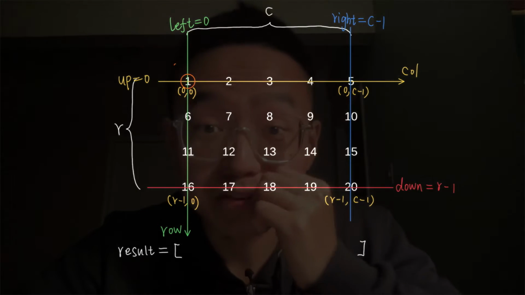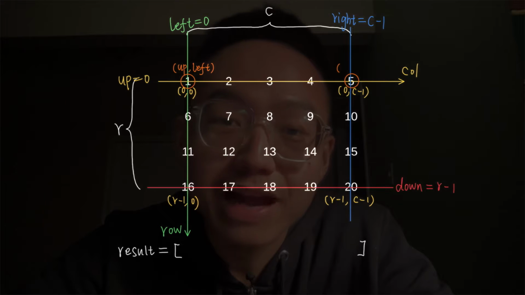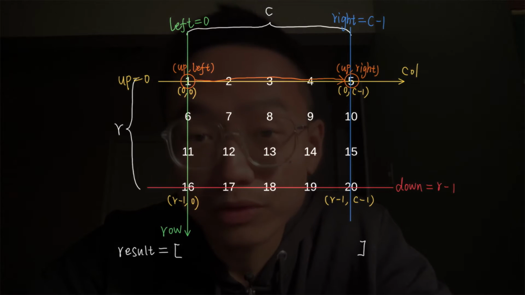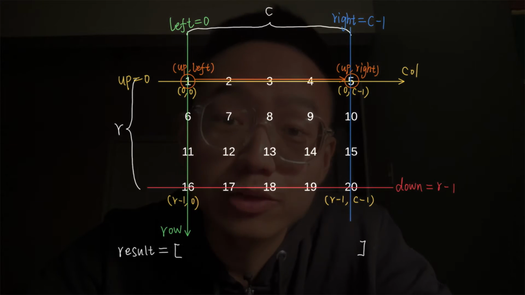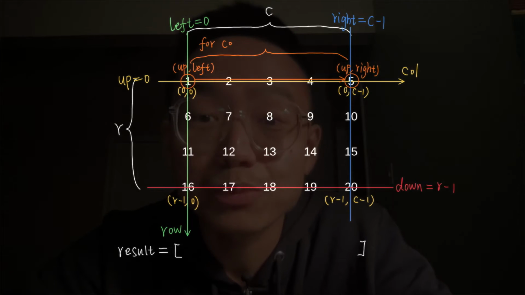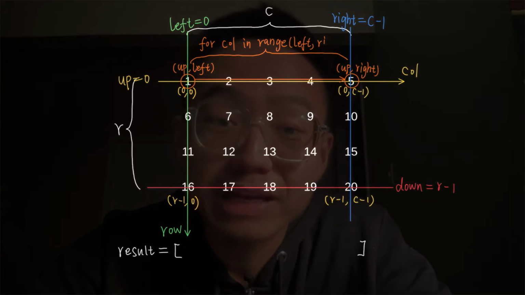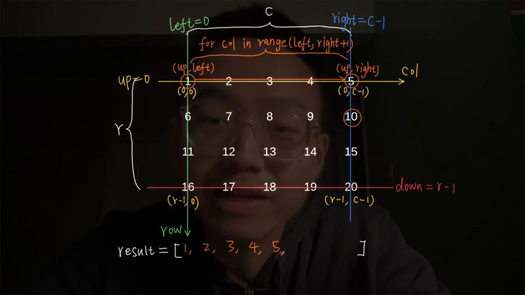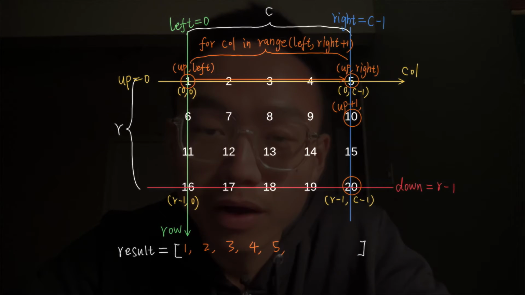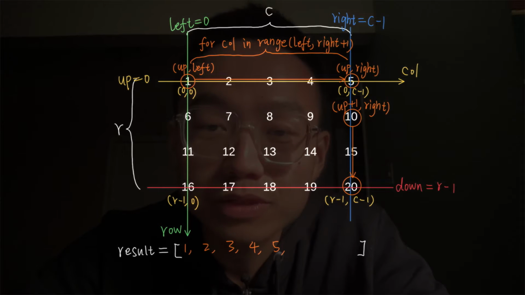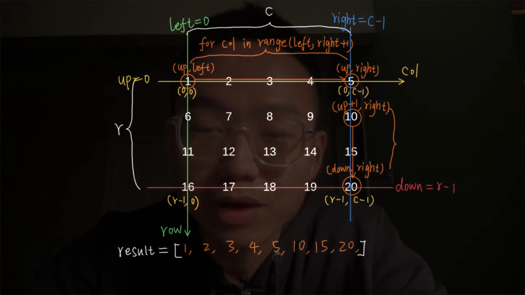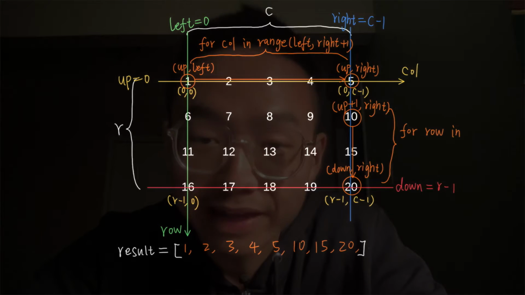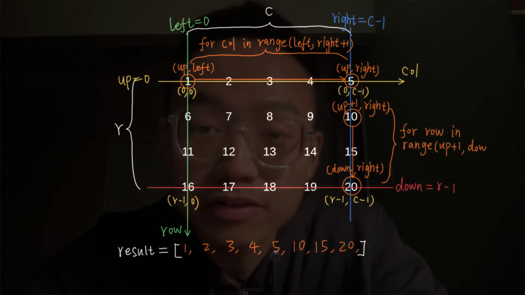So let's start our first loop. It is a loop from the upper left corner to the upper right corner. It is a for col in range left to right plus 1. And we can write down the elements 1, 2, 3, 4, 5. And then the next loop is from the upper plus 1 moving to the down. So it is a for row in range up plus 1 and down plus 1. So let's write down the elements 10, 15, 20.